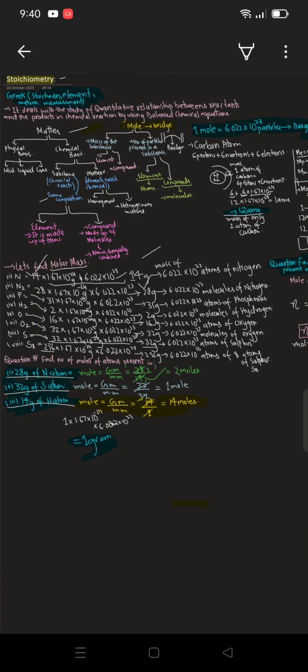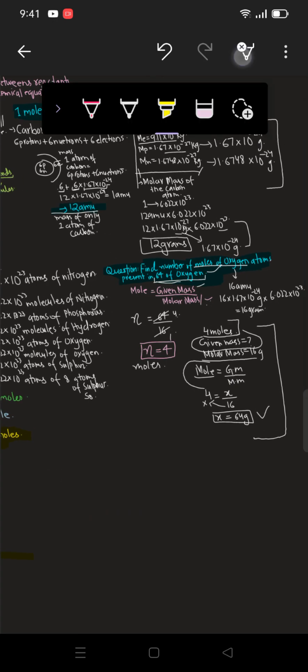Okay, so as in the last video we have gone through the first formula for calculating the number of moles, and that was mole is equal to given mass per molar mass, right? And we have done some calculations as well. As you can see here, find number of moles of oxygen atoms present in 64 gram of oxygen.